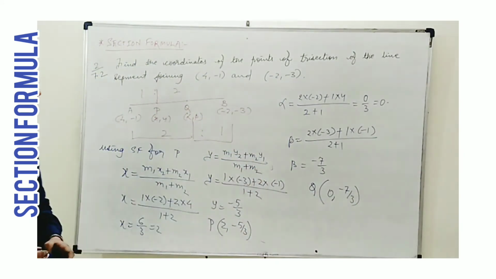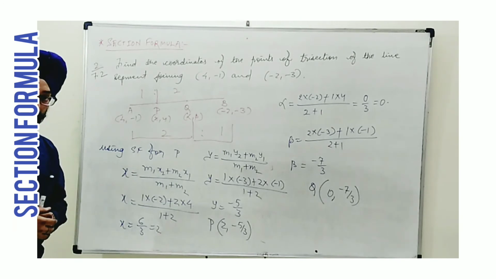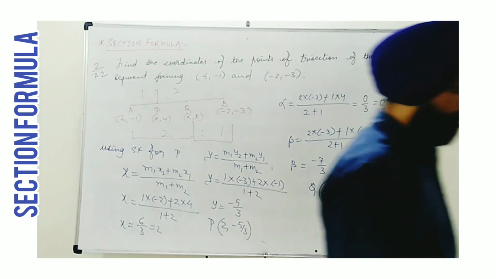These two are the points required which trisect, divide the given segment in 3 equal parts. I hope you have understood. We will see more questions for understanding better.